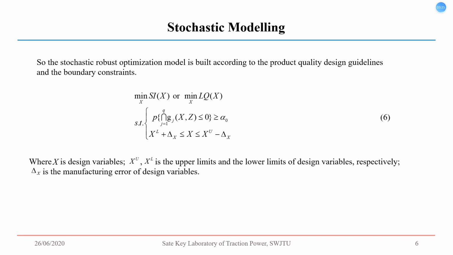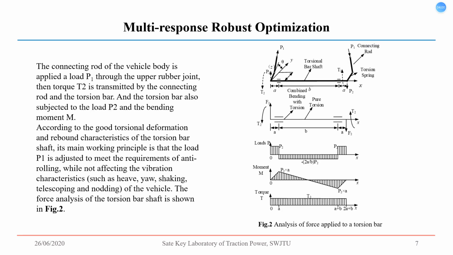So, the static robust optimization model is built according to the product quality design guidance and the boundary constraints, where X is the design variables, XU and XL are the upper limits and the lower limits of the design variables, respectively. Delta X is the mean tolerance error of the design variables.